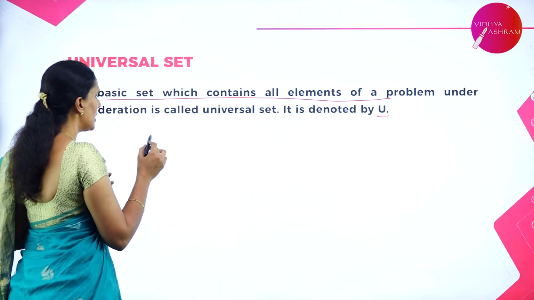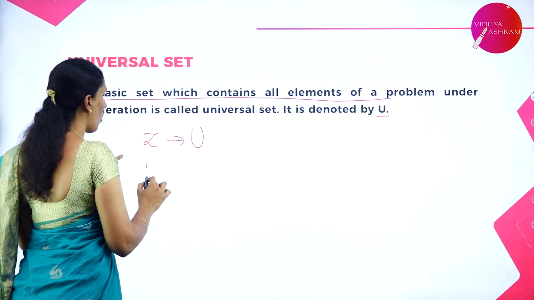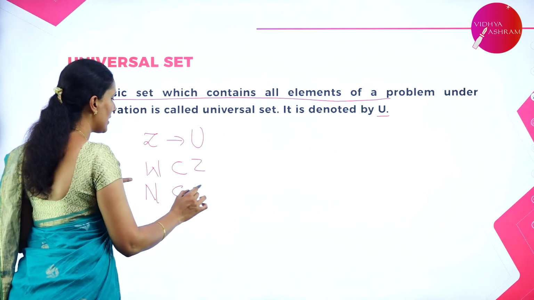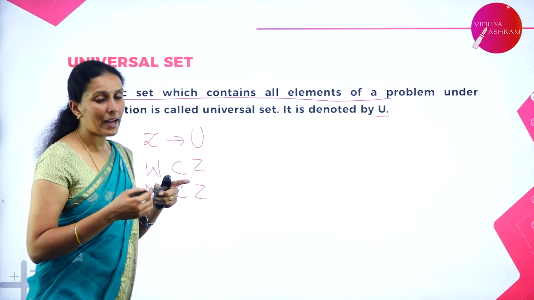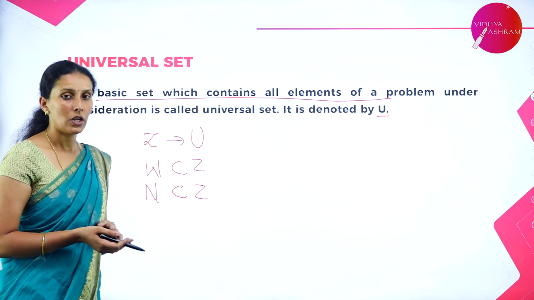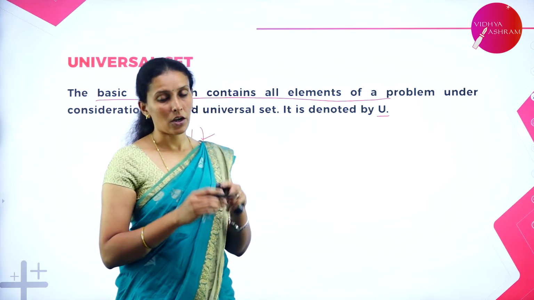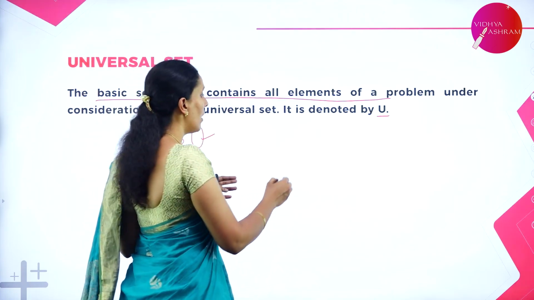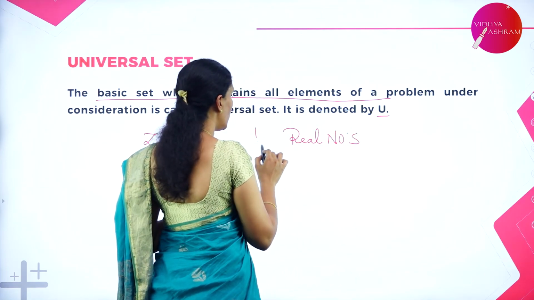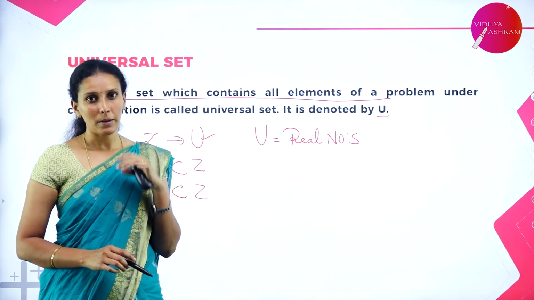Suppose we take Z as a universal set. We can call whole numbers a subset of Z, natural numbers a subset of Z, and we can call even natural numbers, odd natural numbers or prime numbers subsets of Z. So, thus the universal set can be considered as the basic set. For all the number systems, we can take the real numbers as the universal set.